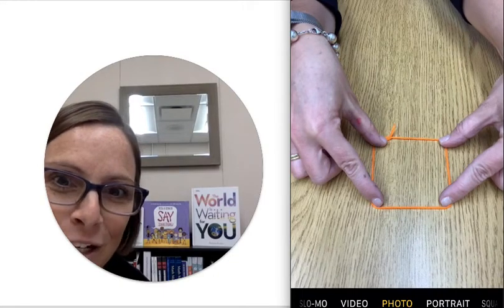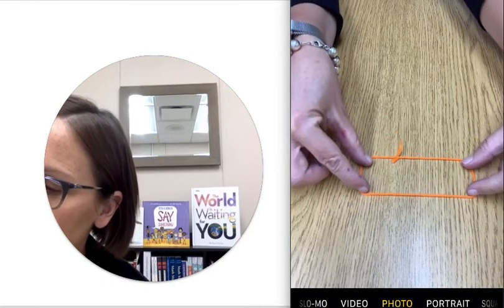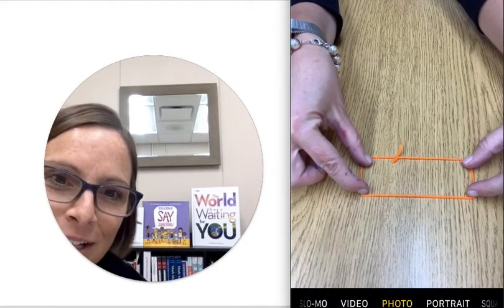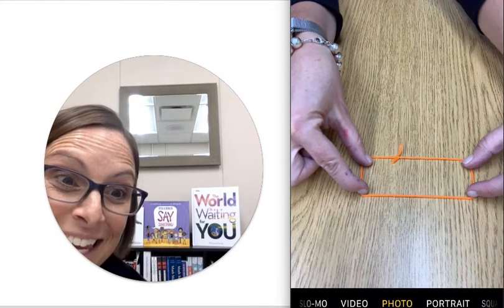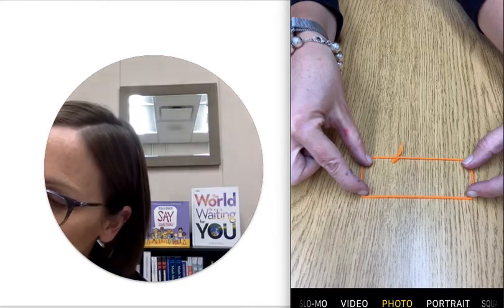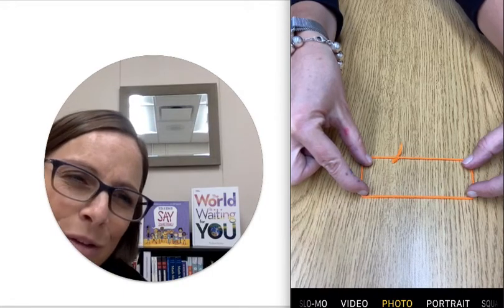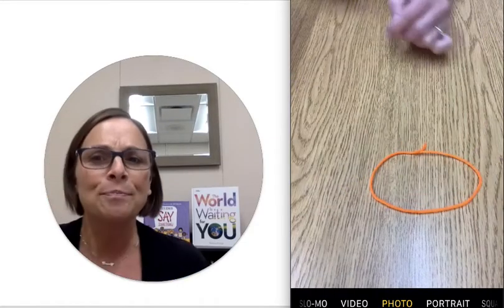Oh my goodness. And we can move it. And look, do we still have a rectangle? Yes. Our 4 fingers are making the vertices, and our string is making those straight sides. We have to be careful because we have to really make those straight sides, right? Not make them curved.